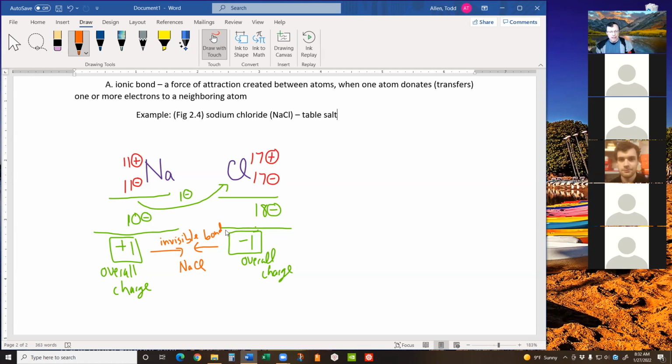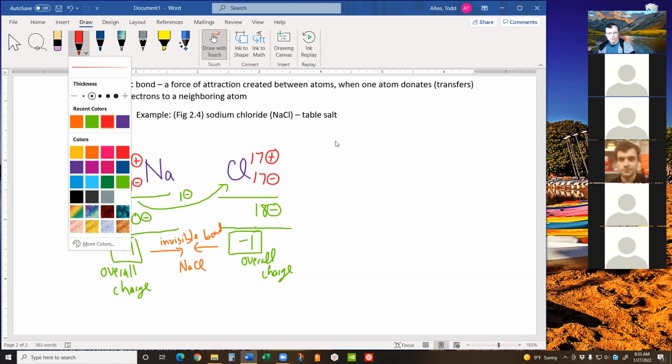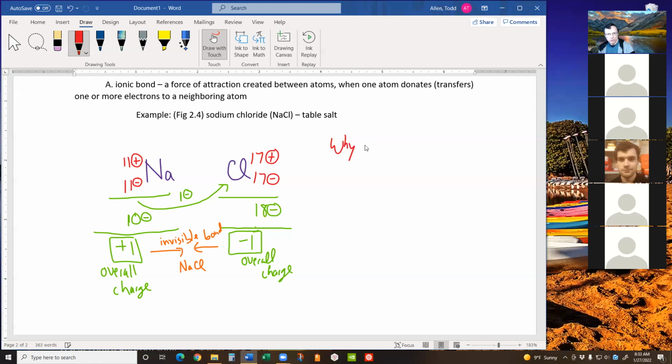Okay, so let's just write some of this down in some basic notes here. Why does sodium eject an electron?